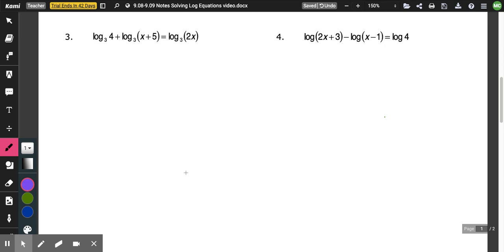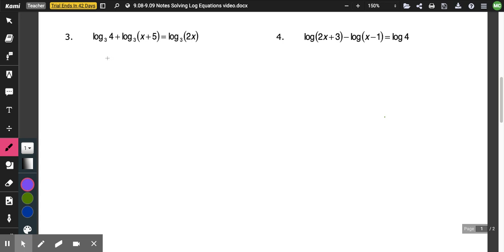Now, sometimes we have to use properties of logarithms first before we can use that property of equality. For example, on this one, we've got log base 3 of 4 plus log base 3 of x plus 5 is equal to log base 3 of 2x. On the left side of the equation, I don't just have a single logarithmic expression, so I'm going to start by using my properties of logarithms to put these together.